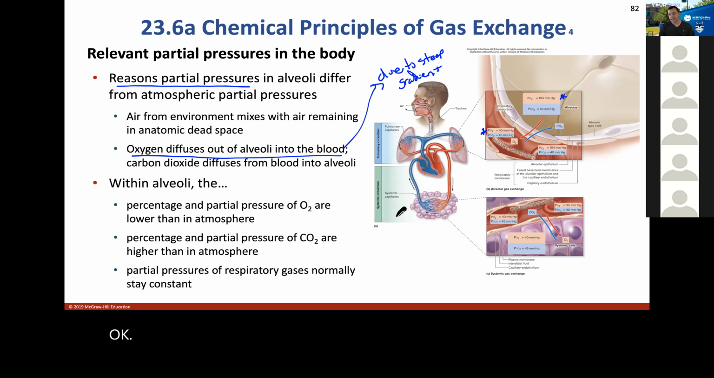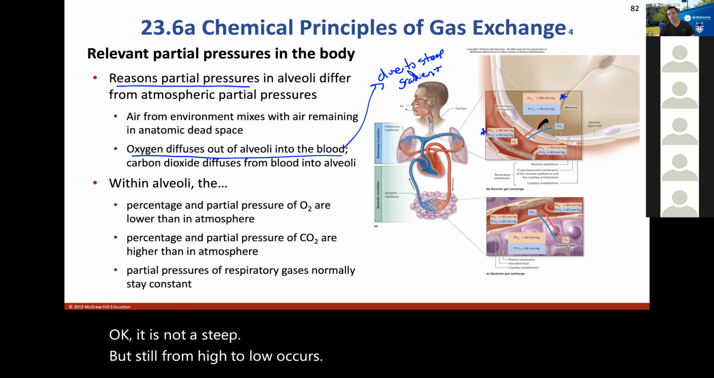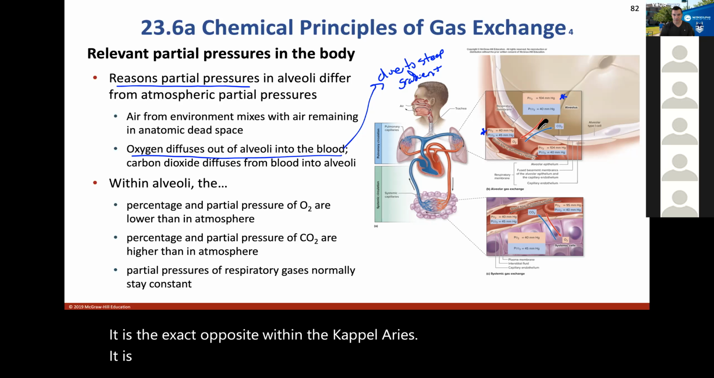And carbon dioxide, it's not as steep. Okay. It is not as steep. But still, from high to low occurs. It is the exact opposite within the capillaries. It is the exact opposite within the systems.